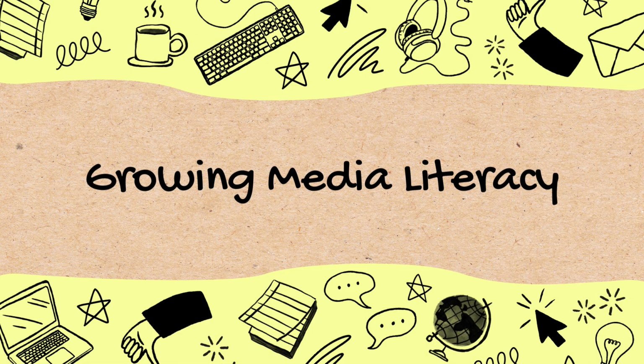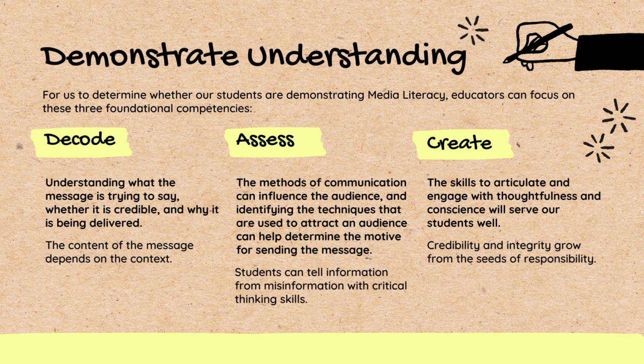Growing media literacy. Demonstrate understanding. For us to determine whether our students are demonstrating media literacy, educators can focus on these three foundational competencies. Decode. Understanding what the message is trying to say, whether it is credible, and why it is being delivered. The content of the message depends on the context. Assess. The methods of communication can influence the audience, and identifying the techniques that are used to attract an audience can help determine the motive for sending the message. Students can tell information from misinformation with critical thinking skills.